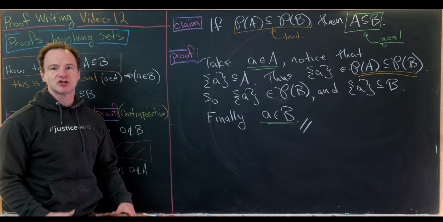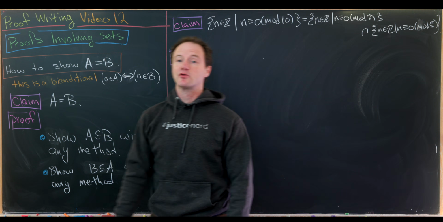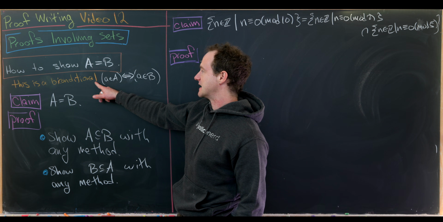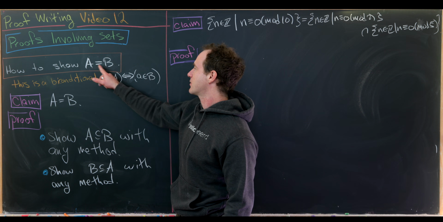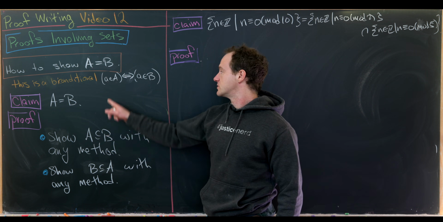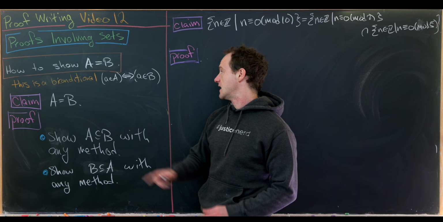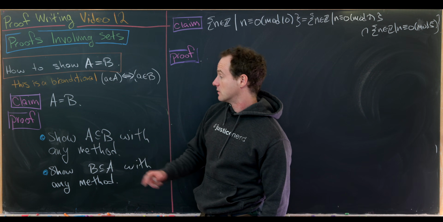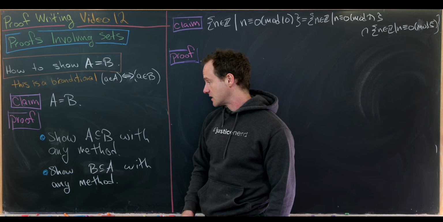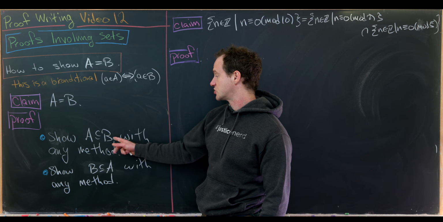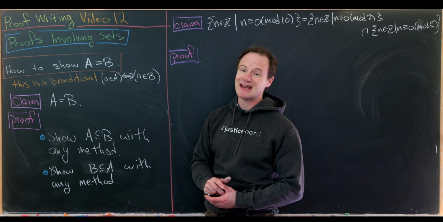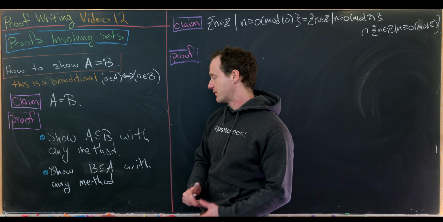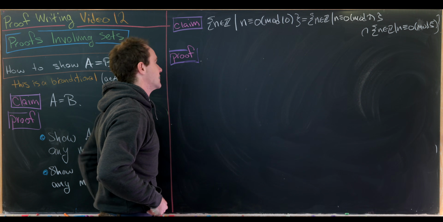Okay, so now let's move on to showing set equality. Now we're gonna show how to prove one set is equal to another set. And this is technically a biconditional. So to show that capital A is equal to capital B, we would show little a is an element of capital A if and only if little a is an element of capital B. And so I've got this as an outline down here. So what you really need to do is show these two subset relations any way you want, so that capital A is a subset of capital B and capital B is a subset of capital A.